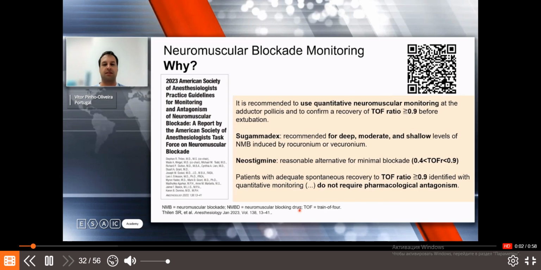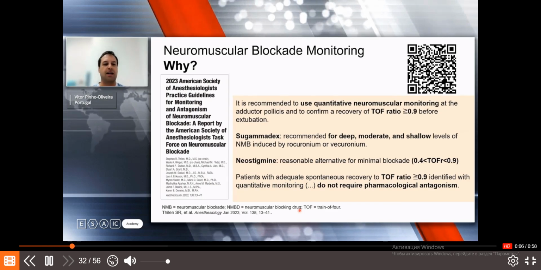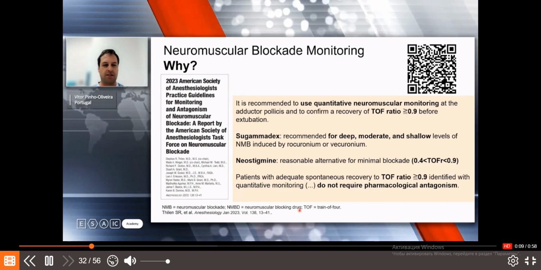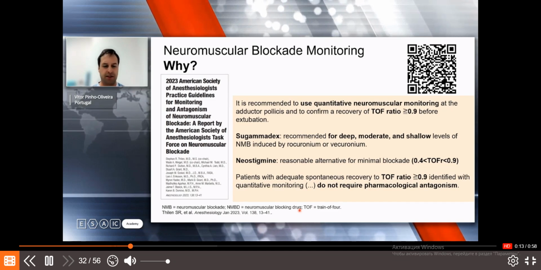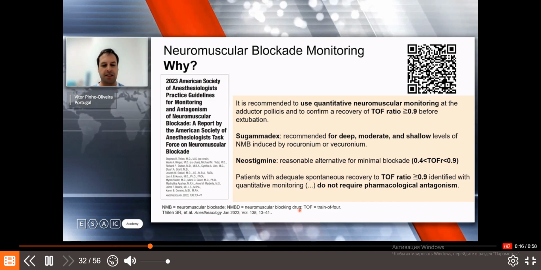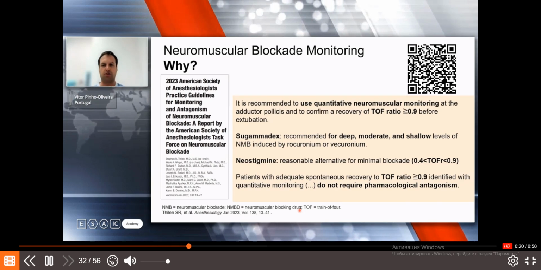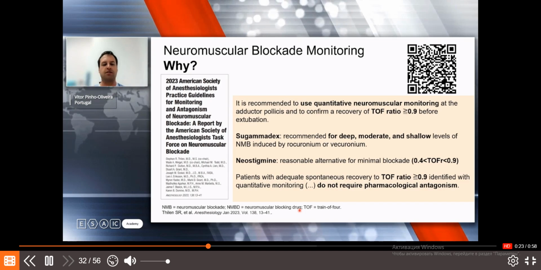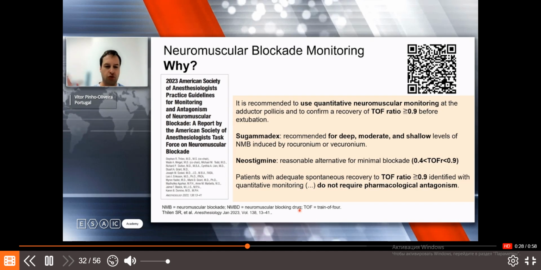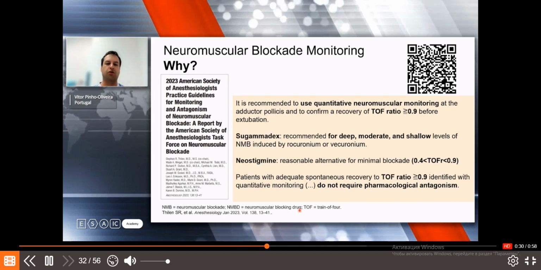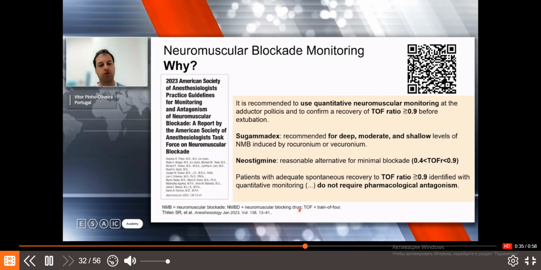Even most recent, and you have the QR code to check for the article, the American Society of Anesthesiologists practice guidelines for monitoring and reversal of the neuromuscular blockade. This year, they were released in January of this year. They recommend using quantitative neuromuscular monitoring at the adductor pollicis to confirm the recovery of a TOF ratio superior to 0.9. Sugammadex is recommended for deep, moderate, or shallow levels of blockade induced by rocuronium or vecuronium.